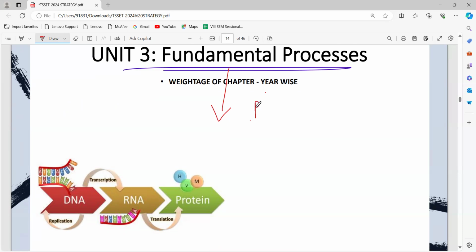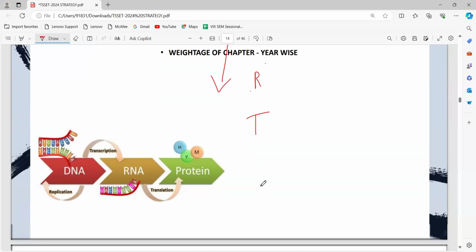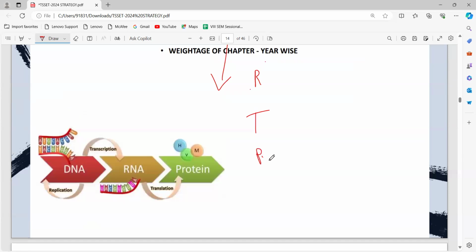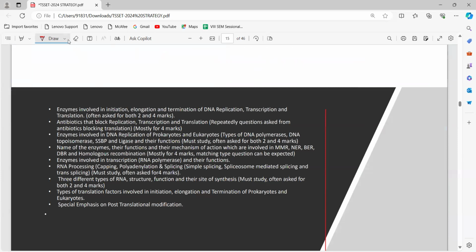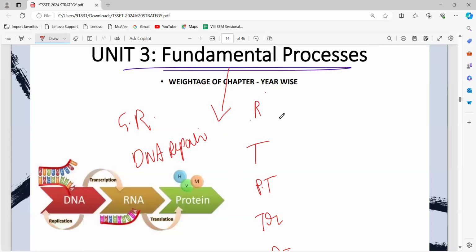In this chapter, we have to read replication, transcription, post-transcription, translation, post-translation, gene regulation, and there is another concept, friends, we call it the DNA repair mechanism. Don't worry, every line I have written, not 99%, I am telling you, look into your question paper, 100% of the questions will come from whatever we are going to discuss in the classes. Very straightforward.